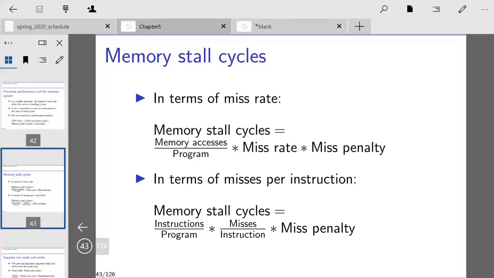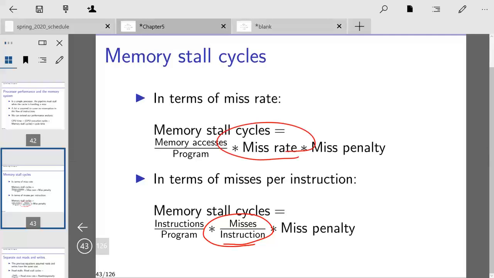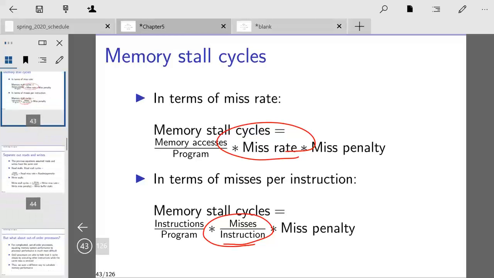Well, no, it's calculating the same thing, the total number of memory stalls in a given program, but it's using this different metric. So sometimes we report in miss rate, and sometimes we report in misses per instruction. Okay, which is a percentage.